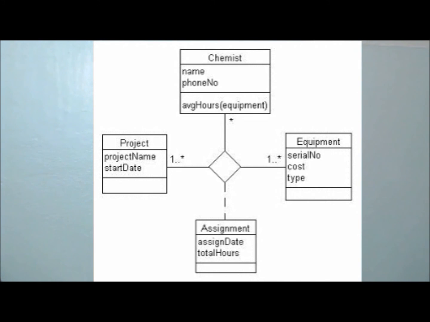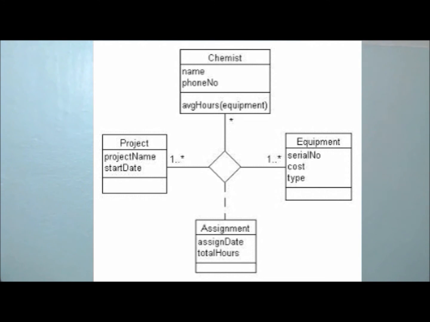Then there's a project name. It has a start date. The 1 to star means there are one to many projects going on. So something's always going on here. Otherwise, we'd have people just sat around, which would be crazy.